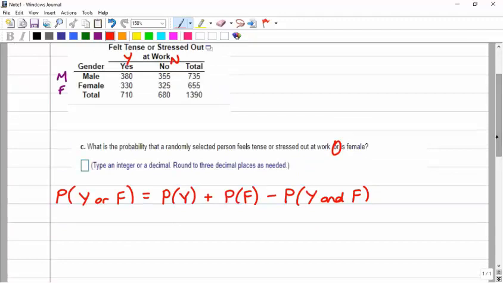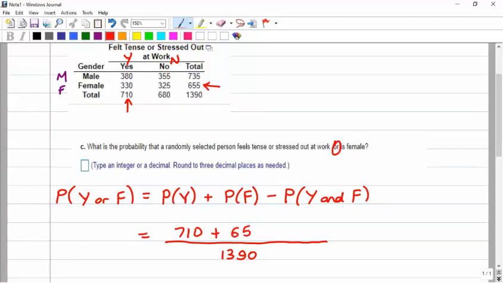Now, what I'm going to do right here, since they're all divided by 1390, I'm going to wait till the last step to divide because I'll do the numerators first. So, how many are yes stressed? I see 710. How many female? 655. How many female and stressed? That's what we just did. 330 right there. They're in the female, they're in the stressed.